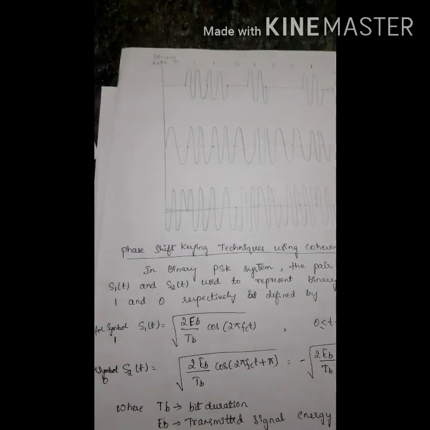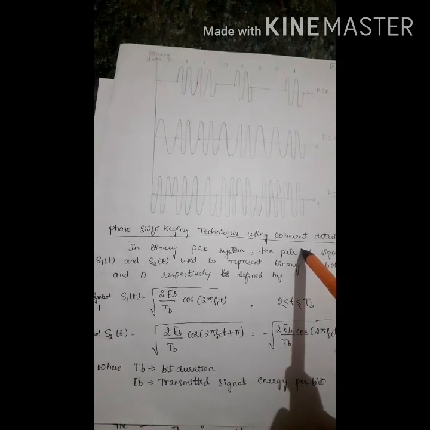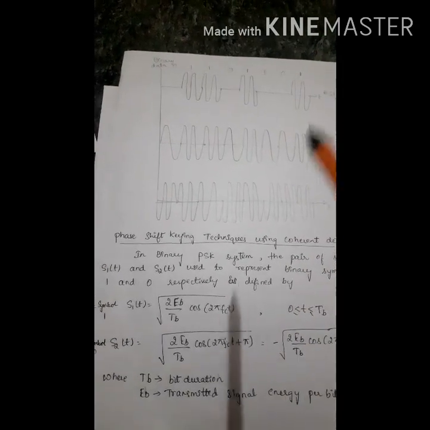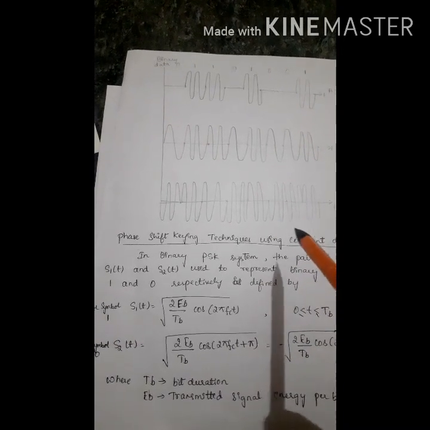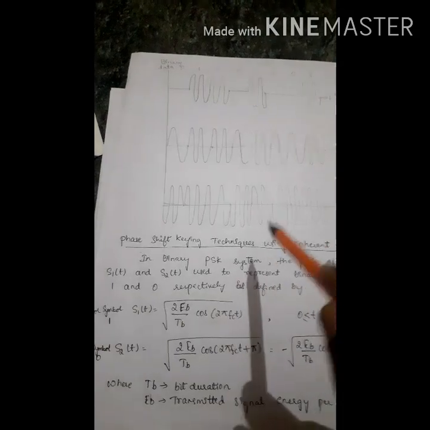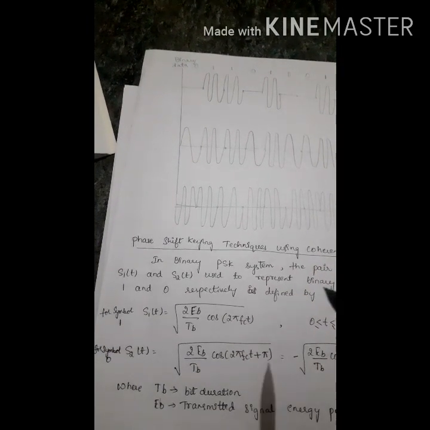This is the binary phase shift keying technique using coherent detection. Coherent detection means that we use a local carrier in the transmitter side as well as in the receiver side. That is, the same carrier is used in the receiver to get back the original signal.